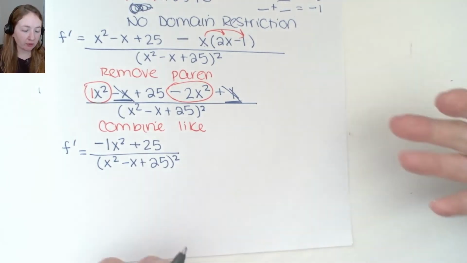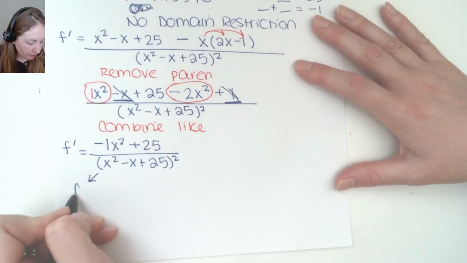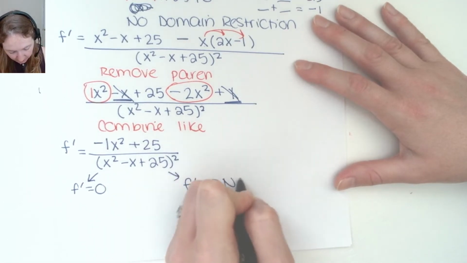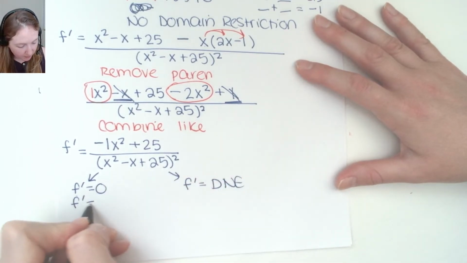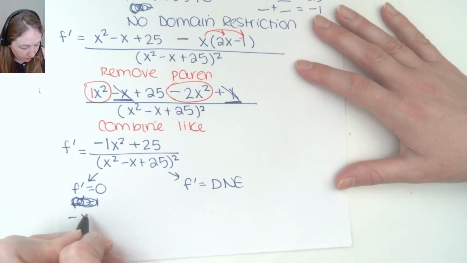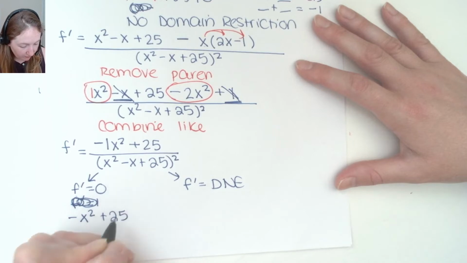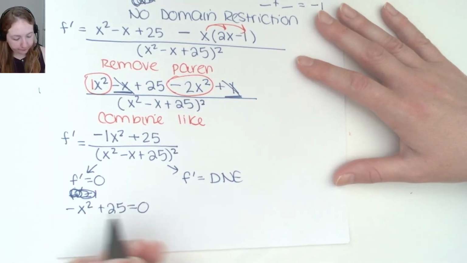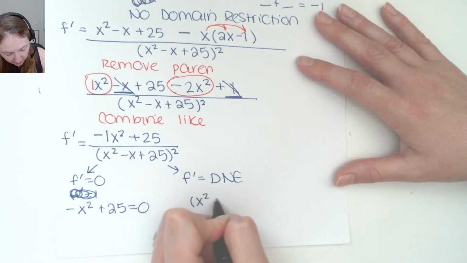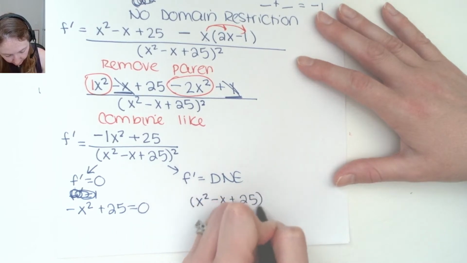Now, we're trying to find critical numbers. So to find critical numbers, we're going to set the first derivative equal to 0. First derivative does not exist. So first derivative equal to 0 is going to be where the numerator is equal to 0. So negative x squared plus 25 equal to 0. And then does not exist will be where the denominator is equal to 0.